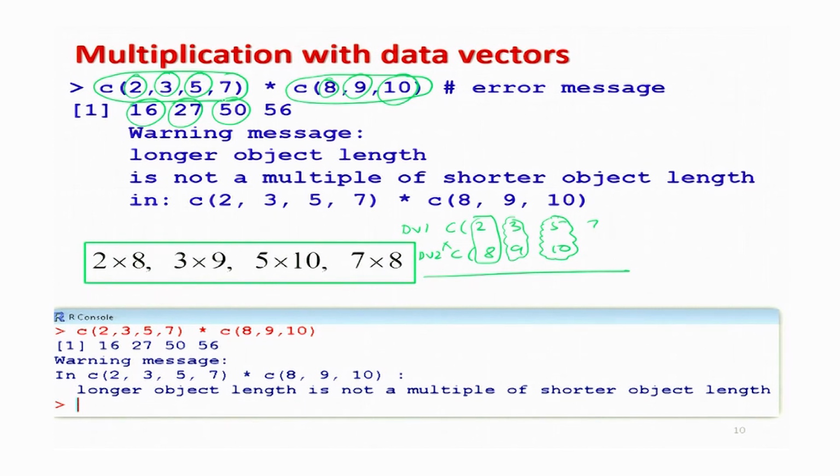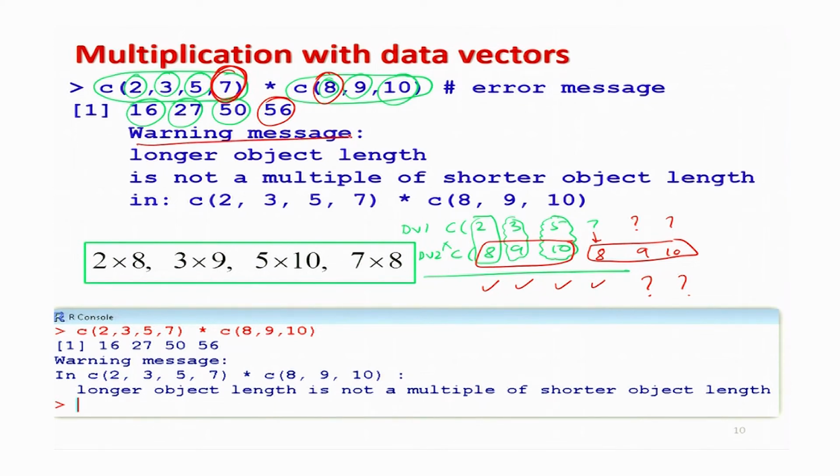And after this, what happens? The same data vector 8, 9 and 10 will be reused. So, now 7 and 8 will be multiplied here, 7 by the first element 8, and this will give you an answer 56. But now, what to do with the remaining 2 positions in data vector 1, which have to be multiplied by 9 and 10? R does not know. So, it will give you the first, second, third and fourth values, but it will not be able to do anything more, and it will give you a warning that the longer object length is not a multiple of shorter object length.